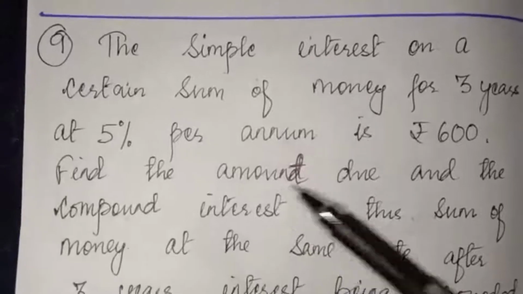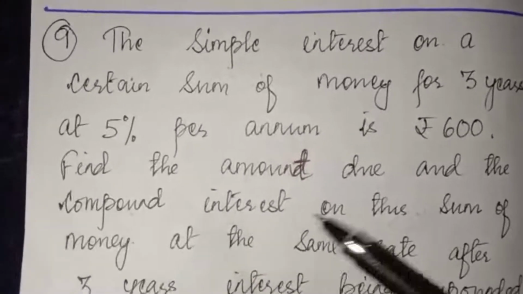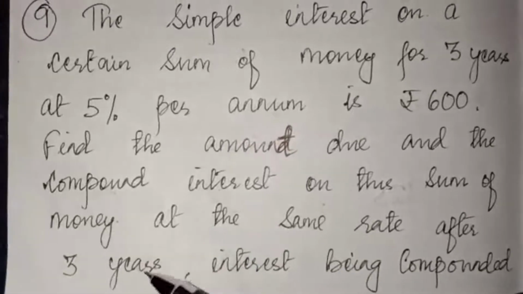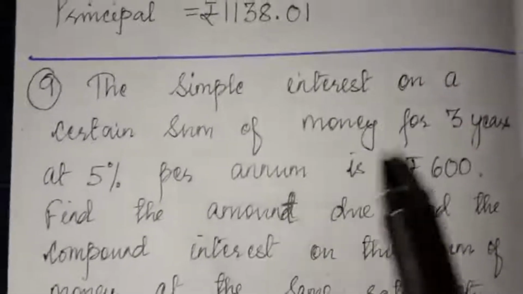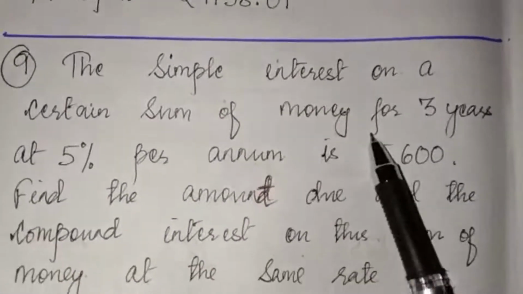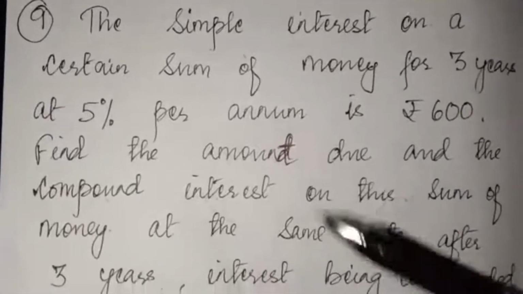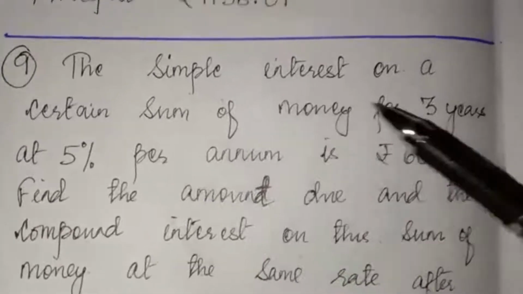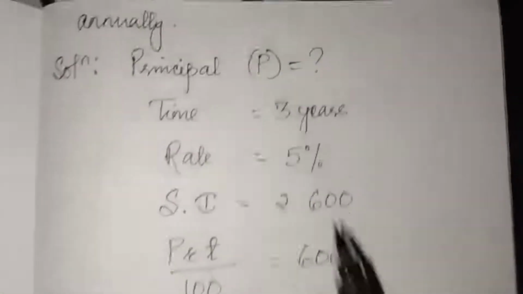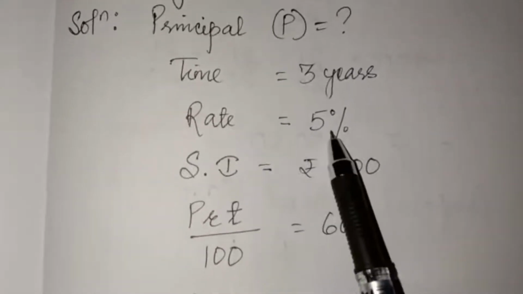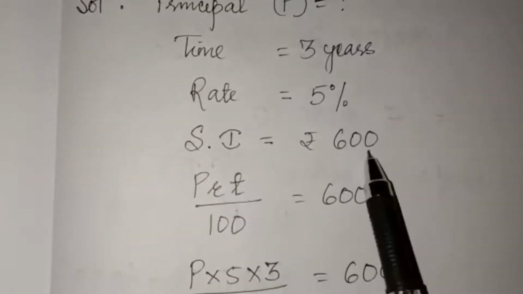Then find the amount due and the compound interest on this sum of money at the same rate after 3 years, interest being compounded annually. So from this first part, you will find principal. After getting principal, of that principal you have to find amount as well as compound interest. Rate and time will be same. So your principal P is question mark, time is 3 years, rate 5%.